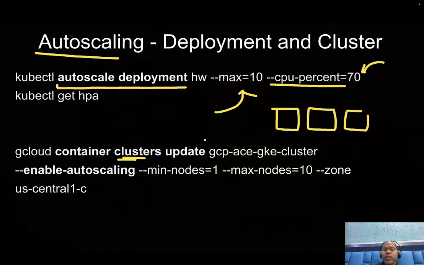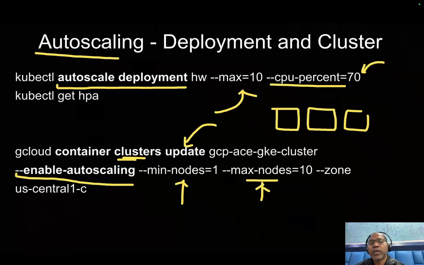Similarly, you can autoscale your clusters. Instead of resize, just say update. You can say gcloud container clusters update, your cluster name, and enable autoscaling, and specify the minimum number of nodes and the maximum number of nodes. Now your cluster also scales automatically. You don't need to tell it. So automatic scaling and automatic deployment are possible in the case of standard mode as well as autopilot.